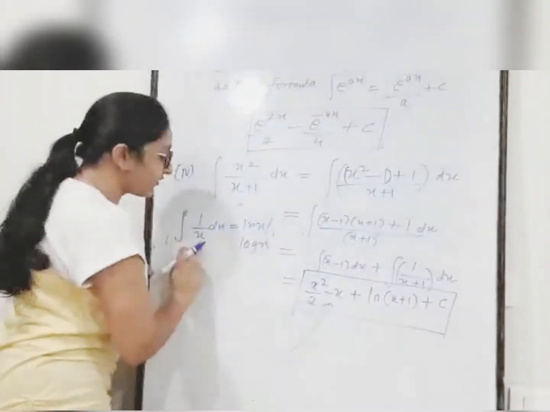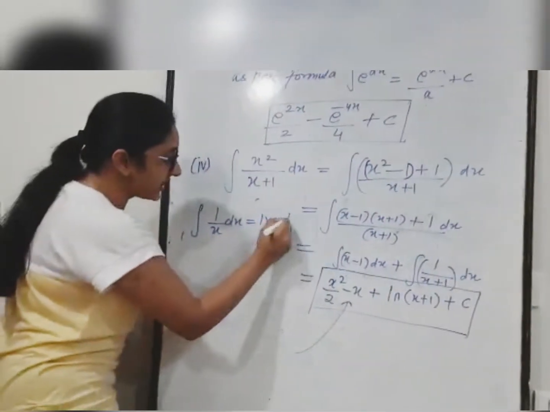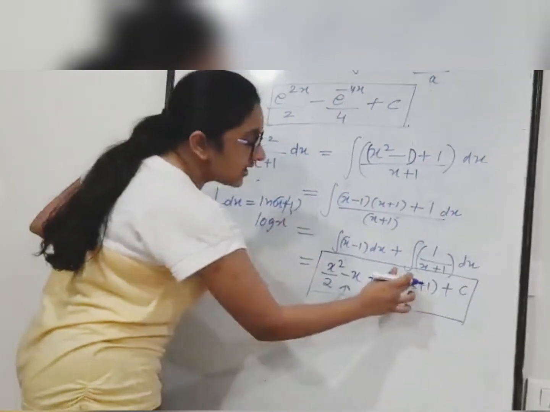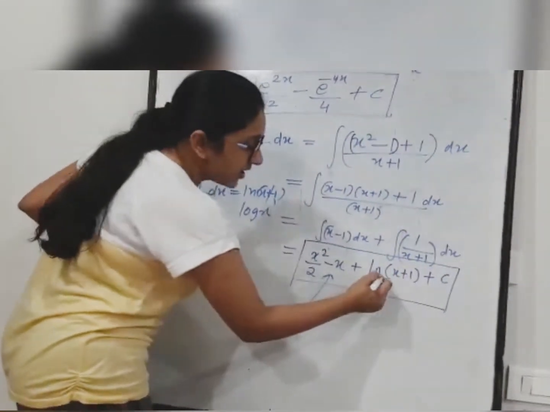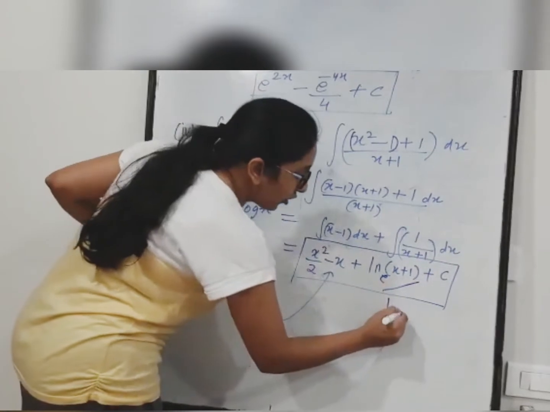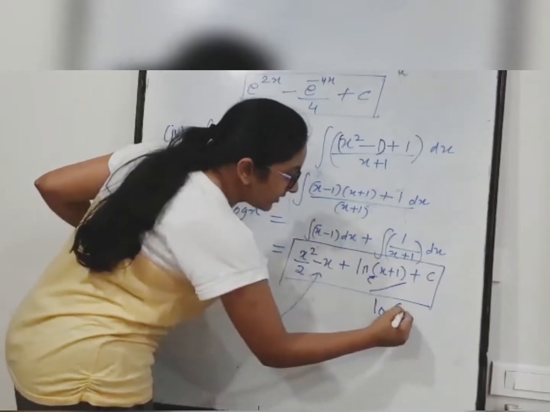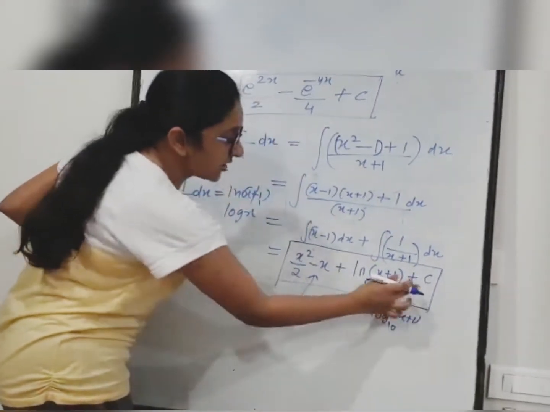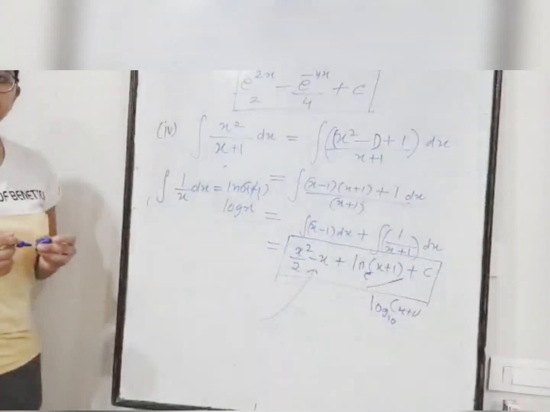So here instead of x it is x plus 1. So instead of x here it will be x plus 1. So it is ln of x plus 1 in brackets. This is to the base e. You can write log to the base 10 of x plus 1. Log of x plus 1 to base 10. And the constant of integration.